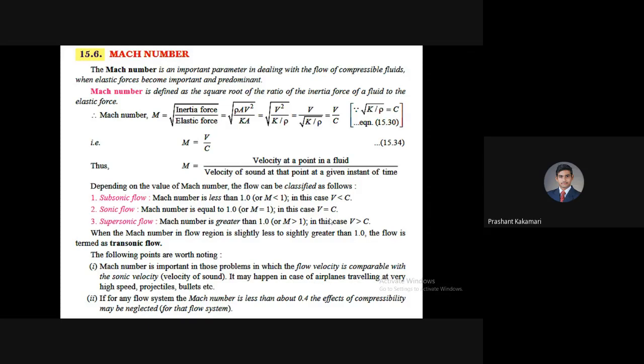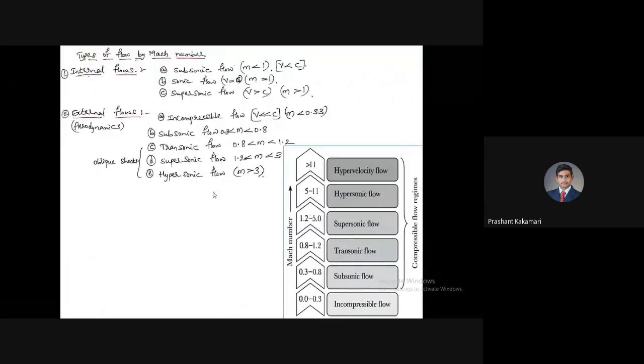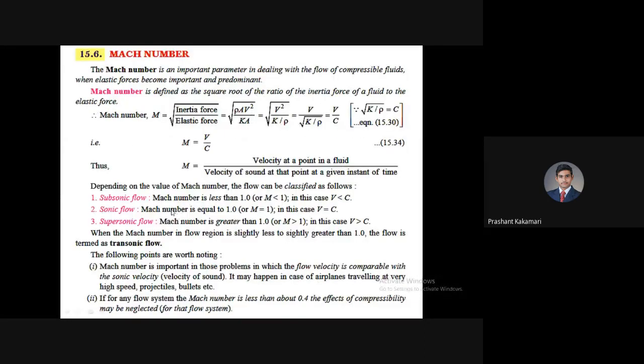So coming to the classification of different types of flow based on Mach number, you already know some of the types of flow. Generally they classify by these three types of flows. One is subsonic flow, then sonic flow, then the supersonic flow. You might have heard this on TV channels or seen some videos on aircraft or jet planes, so you might have come across these types of flows.